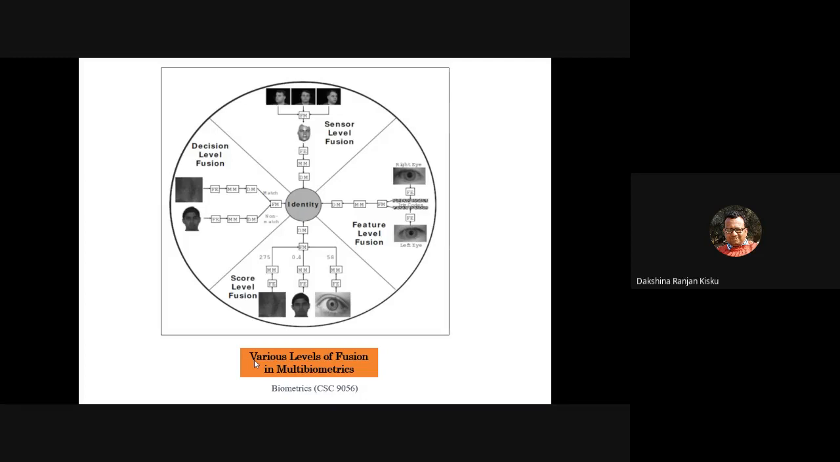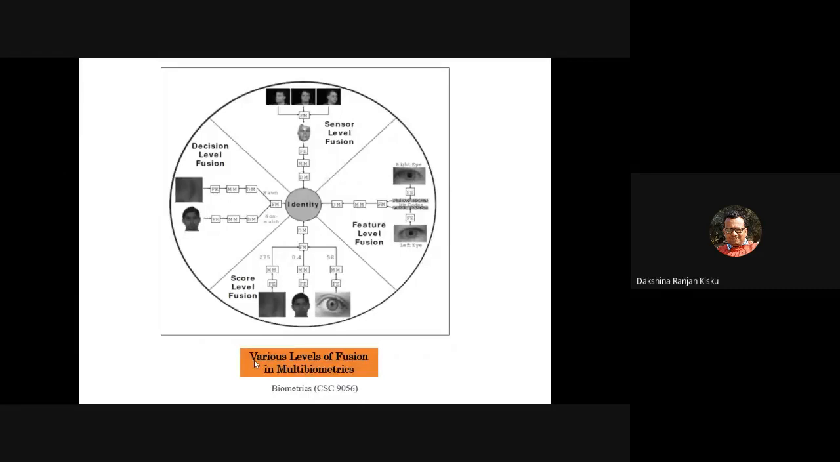Then we can have feature level fusion. Feature level fusion does not contain the noisy data. That means after acquisition of the biometric evidence, it goes through a pre-processing step. In that pre-processing step, we remove the noise which is available with the raw biometric evidence. So in sensor level fusion, the evidence may have noisy data, but in feature level fusion, after discarding the noisy data from the given data set, we have the features which are extracted using different biometric algorithms.